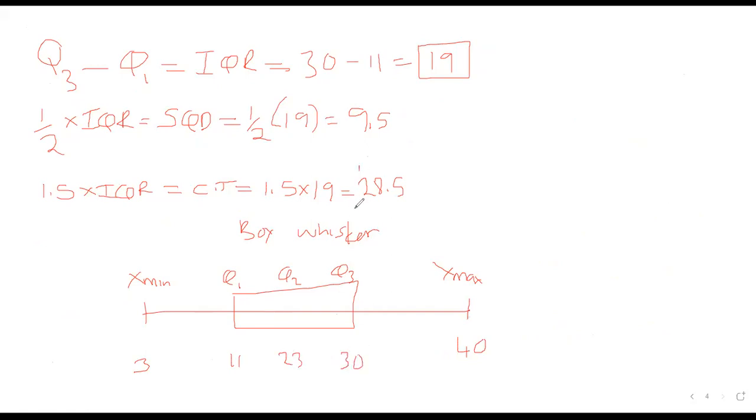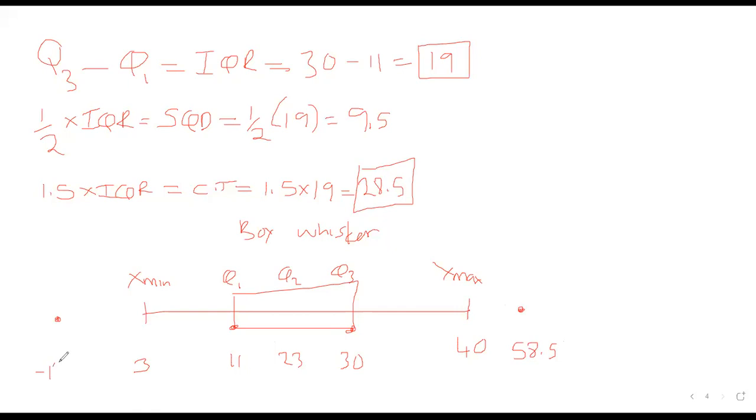Then using the correction term, the upper bound you add, the lower bound you subtract. When you add this one, 30 plus 28.5, we're going to get 58.5. Then we subtract 11 minus 28.5, what do we get?